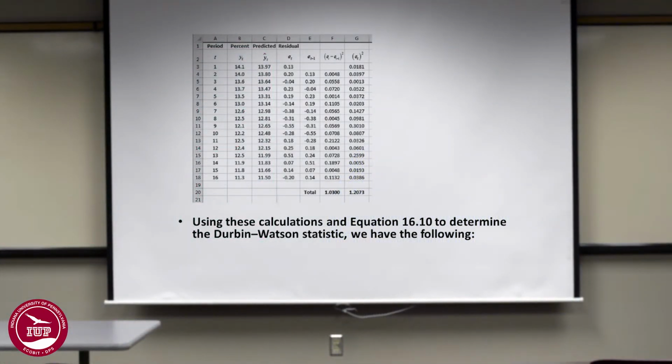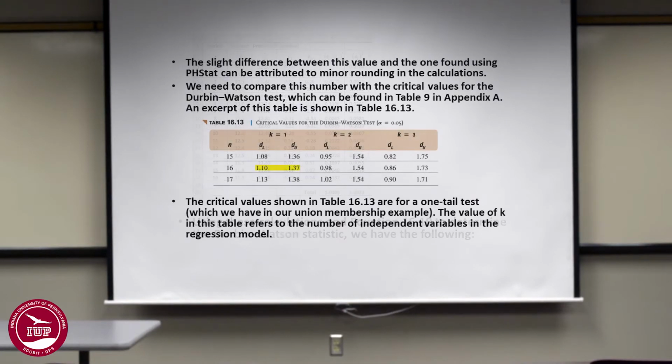Using this calculation and equation 16.10 to determine the Durbin-Watson statistic, we have the following. The slight difference between this value and the one found using PHStat can be attributed to minor rounding in the calculation. We need to compare this number with the critical values for the Durbin-Watson test, which can be found in Table 9 in Appendix A. An excerpt of this table is shown in Table 16.13.